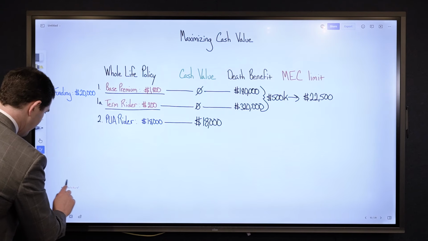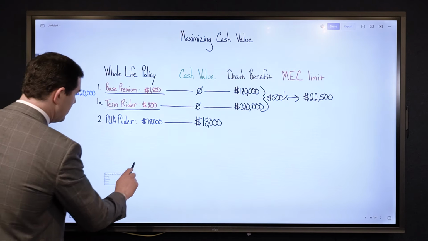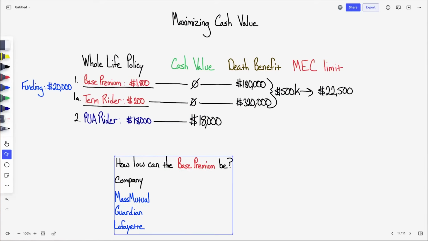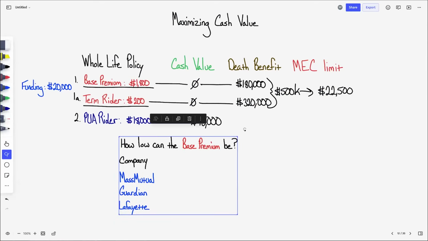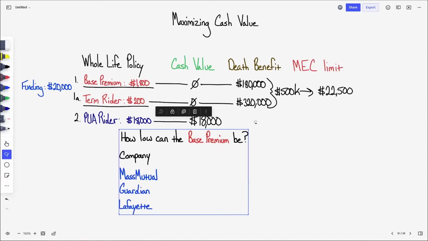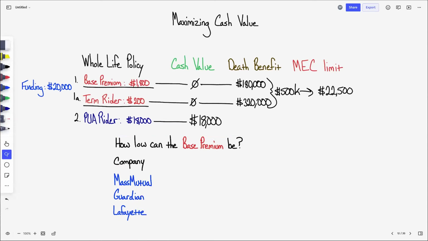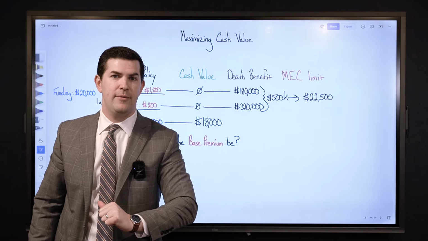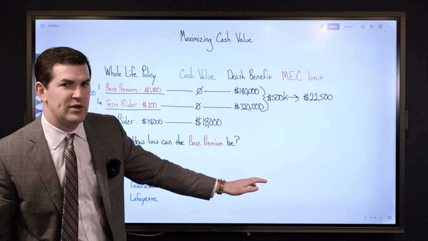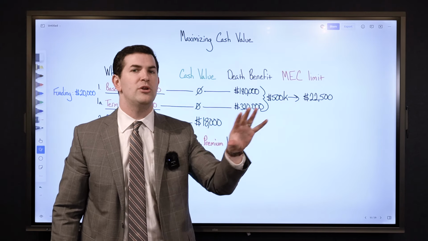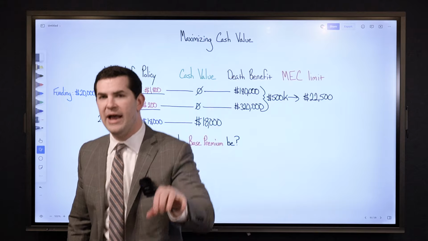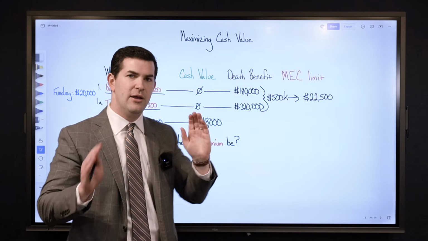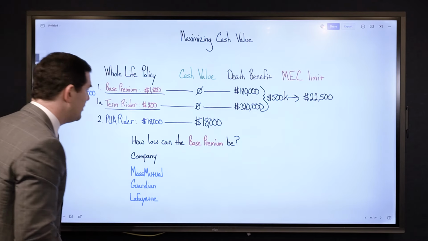So before we get into the examples, here's a question that comes up a lot. And I would ask this question if you're meeting with an agent. How low can the base premium be? That is the question I would ask. How low can the base premium be with the company you, agent, are recommending to me? If they say, well, it'll MEC or something like that, nope. I just want to know the insurance company's limits. How low can the base premium be? Ask that question and get the limits from the company.